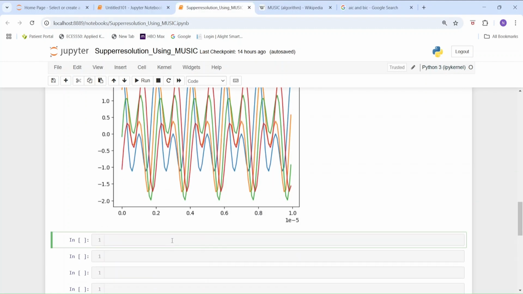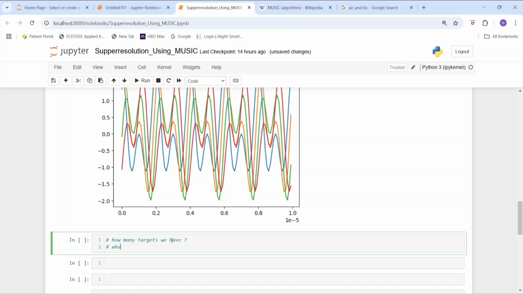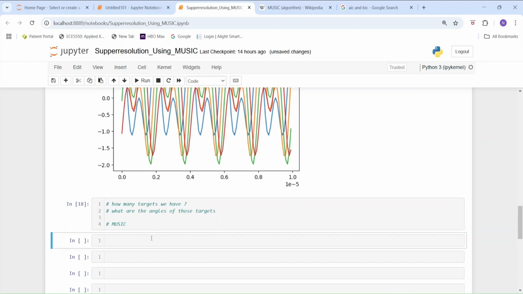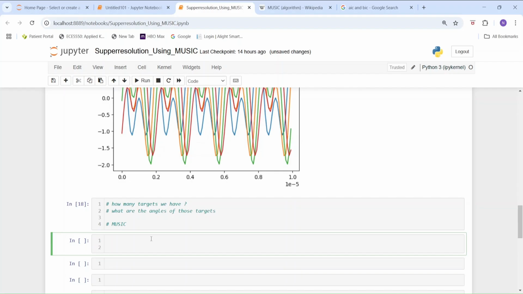So now we are going to run the MUSIC algorithm. We need to figure out how many targets we have, and also what the angles of those targets are, and we are going to use this MUSIC algo right here. The first step is we have to calculate the covariance matrix. So let's define the variable Rxx, which is the covariance matrix, using np.cov, a built-in function in NumPy, and we are passing this receive signal right here.